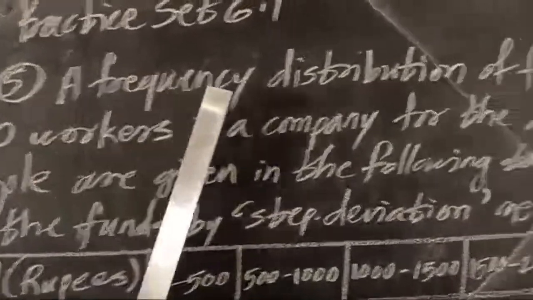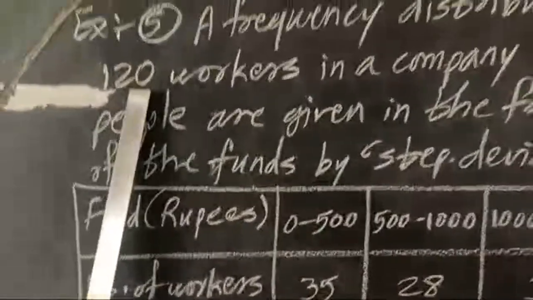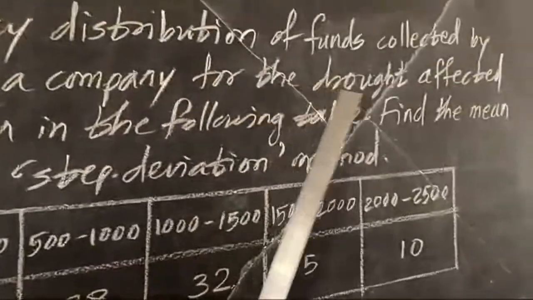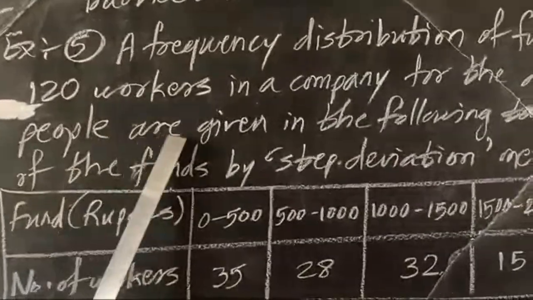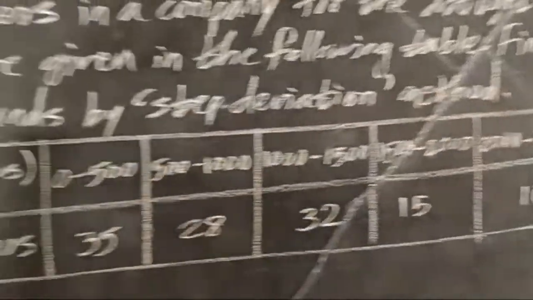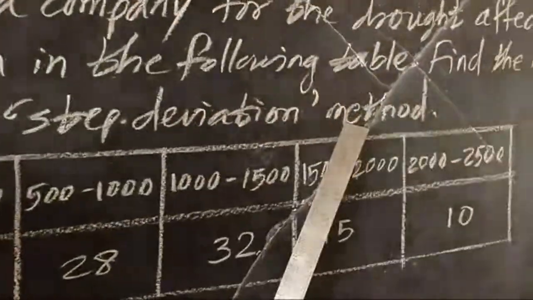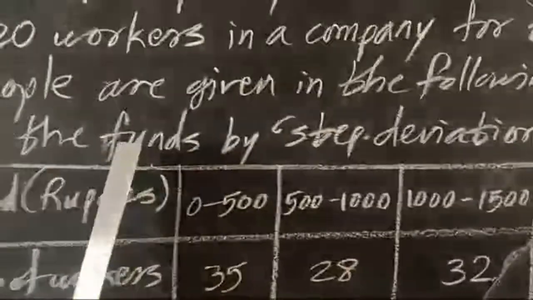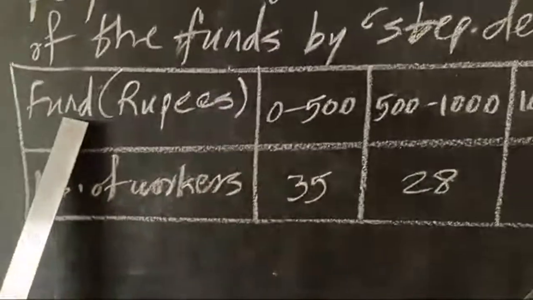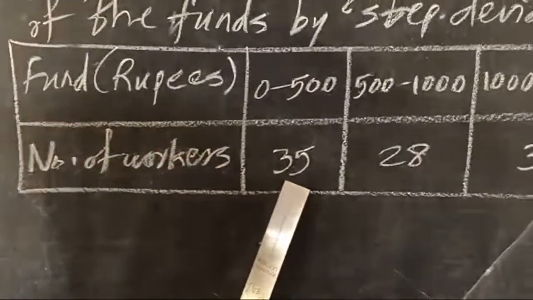A frequency distribution of funds collected by 120 workers in a company for the drought affected people are given in the following table. Find the mean of the funds by step deviation method. We find out here mean by step deviation method. Fund is given in rupees and number of workers are given here.